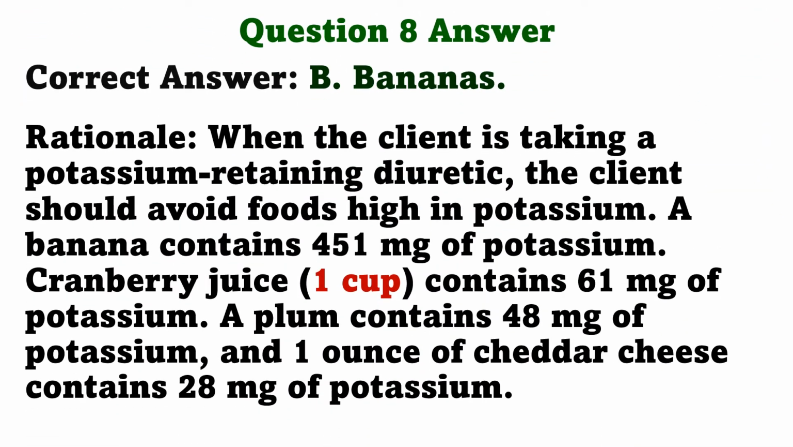Bananas. Rationale: when the client is taking a potassium-retaining diuretic, the client should avoid foods high in potassium. A banana contains 451 milligrams of potassium. Cranberry juice contains 61 milligrams of potassium. A plum contains 48 milligrams of potassium, and 1 ounce of cheddar cheese contains 28 milligrams of potassium.